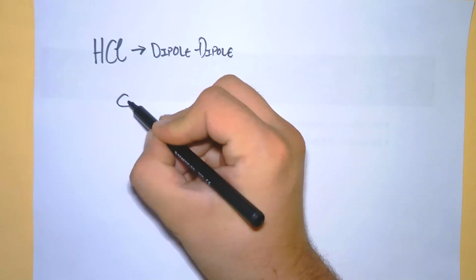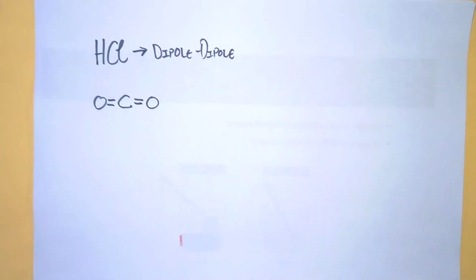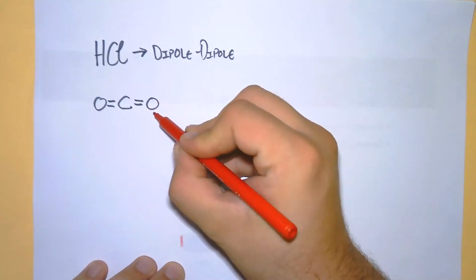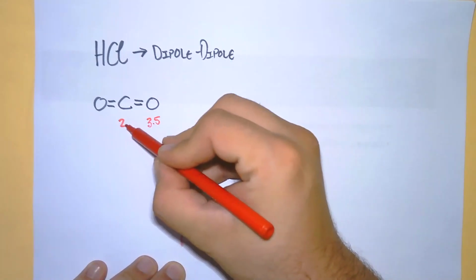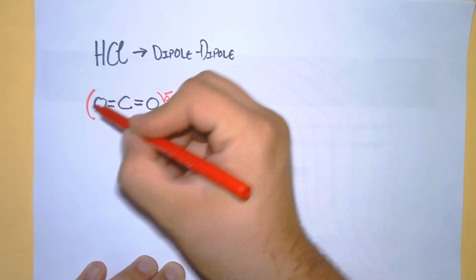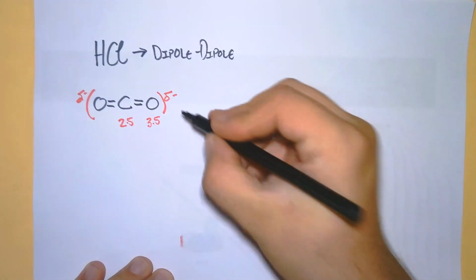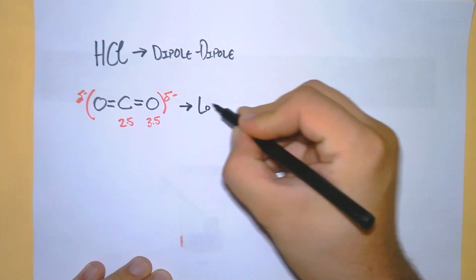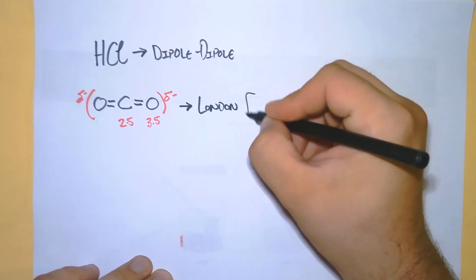So we know that carbon dioxide looks like that, and we know that the shared pair spends more time around the oxygen because the oxygen has a higher electronegativity. The oxygen's electronegativity is 3.5, whereas the carbon is only 2.5, making the oxygen sides of this molecule slightly negative, meaning it's a non-polar molecule. So for a non-polar molecule to bond to another non-polar molecule, we know we're going to be dealing with London forces.